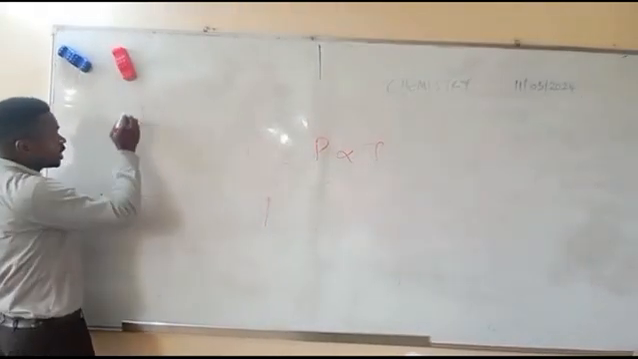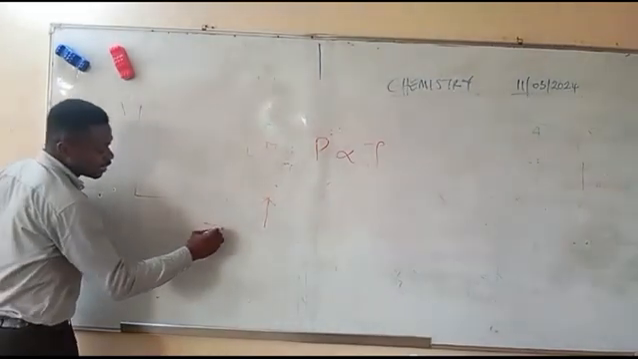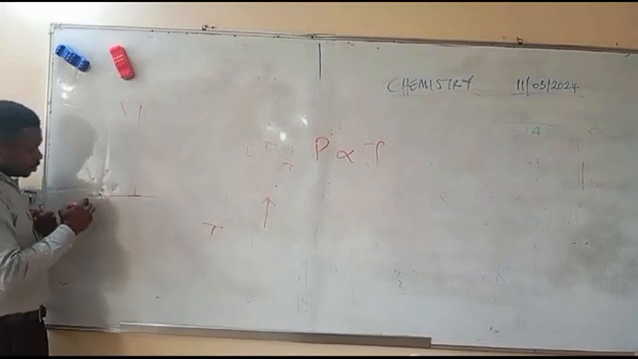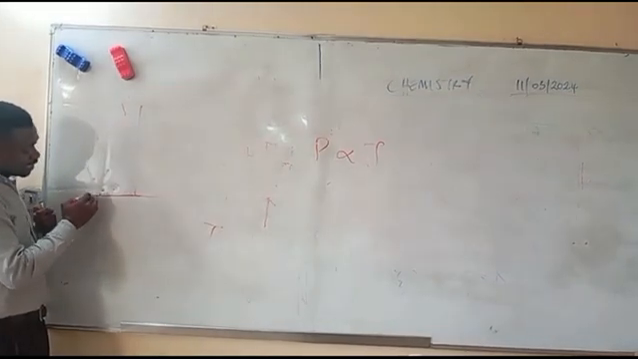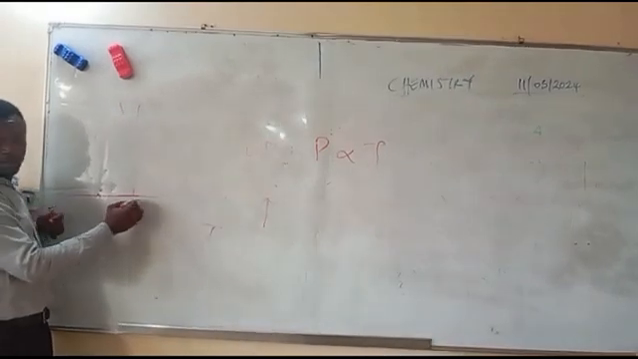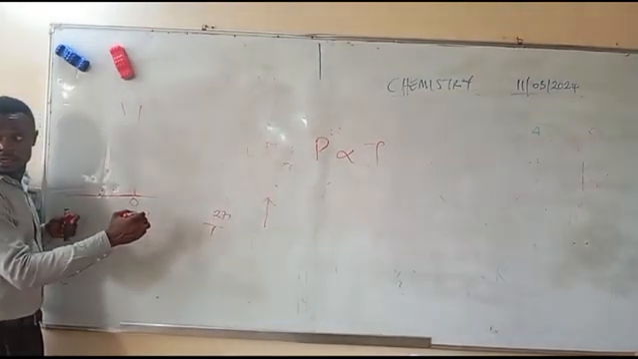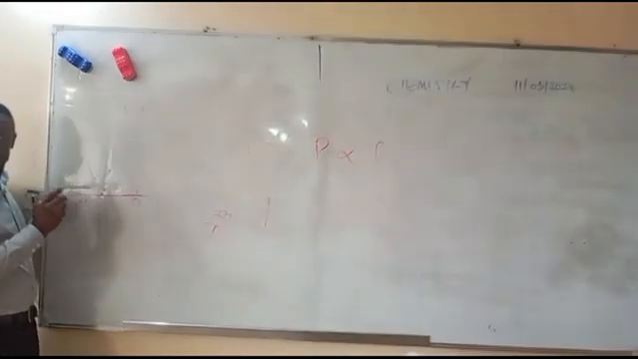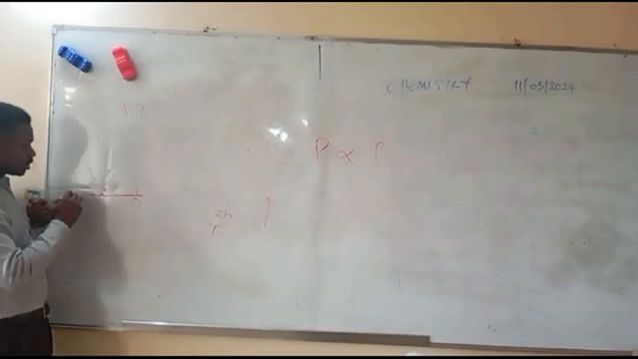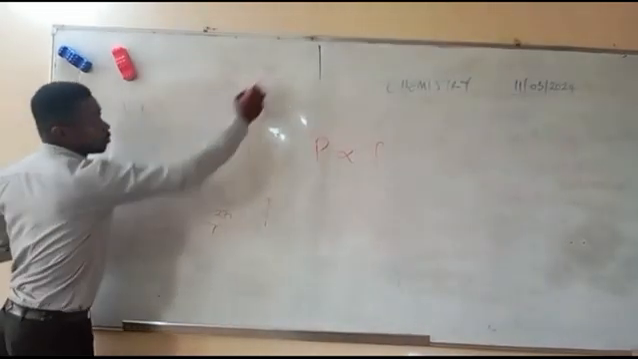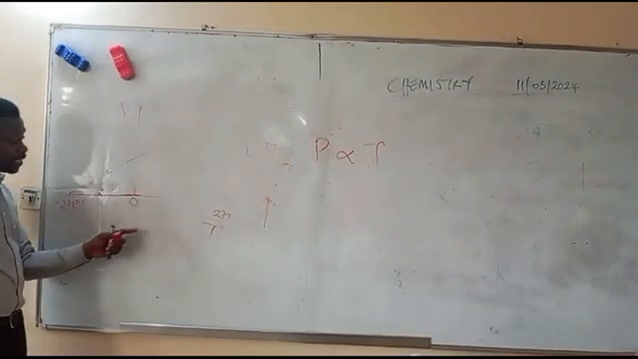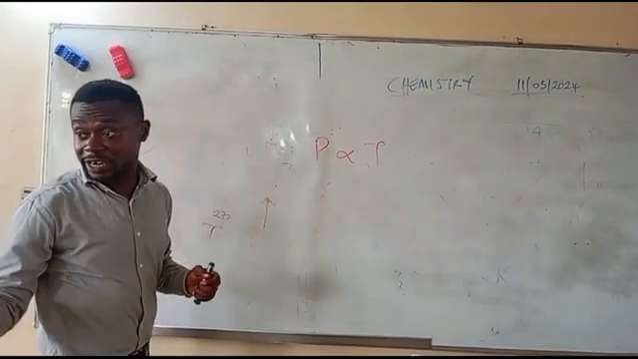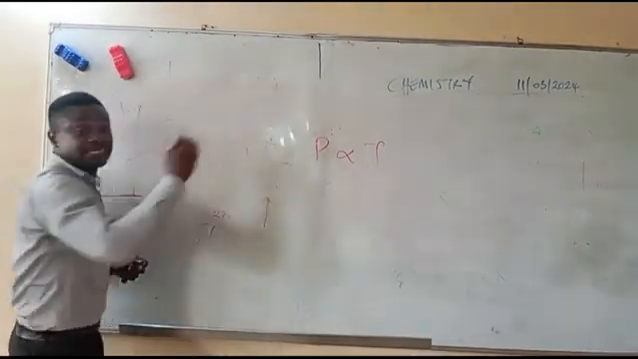If this is volume and this is temperature, and what is here is degrees Celsius, remember, here is 0, here is positive 273, and here is minus 270. If what is here is degrees Celsius, you see something like this. But if what is here is Kelvin, you simply see this. Remember, we are dealing with Kelvin.